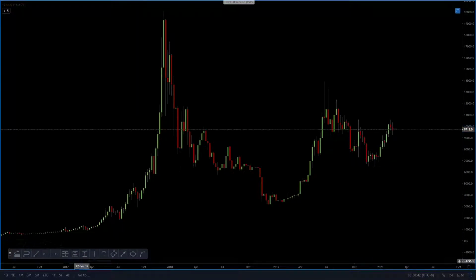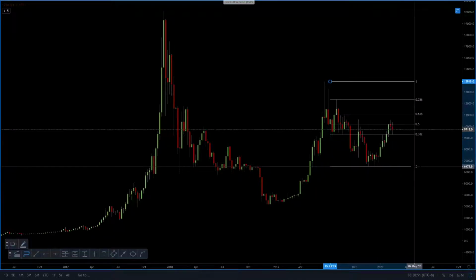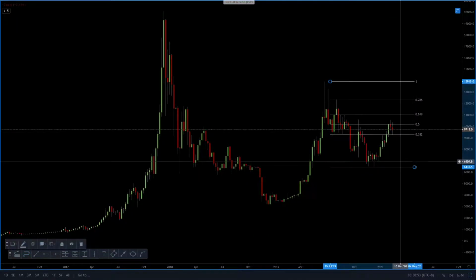All right, one more. We'll do another bearish pullback. Top of the run, bottom of the run, and look at that. Absolutely perfect 0.5 Fibonacci rejection level.